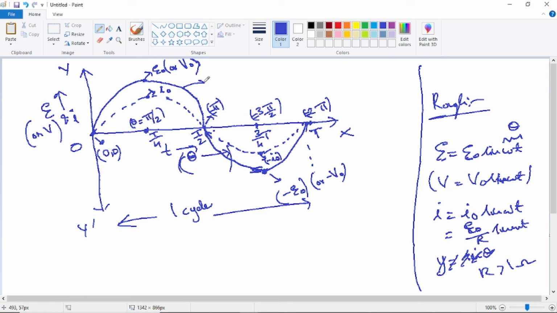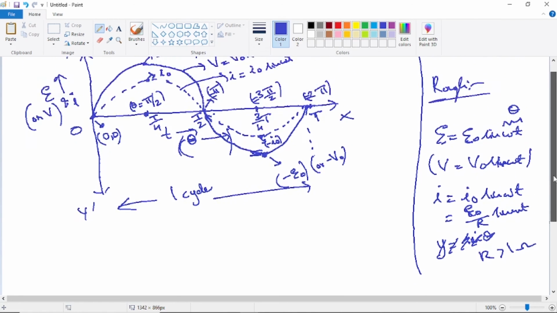So this is the EMF graph. E is equal to E naught sine omega t, or V is equal to V naught sine omega t. And this is for what? The current. I is equal to I naught sine omega t. So these are the things related to this.